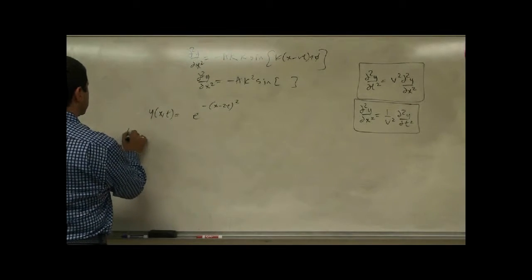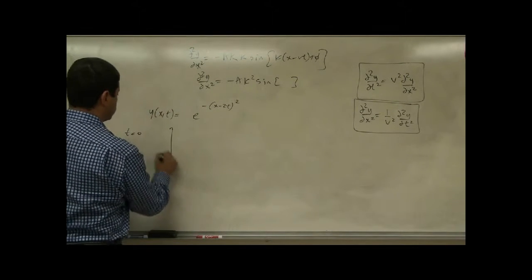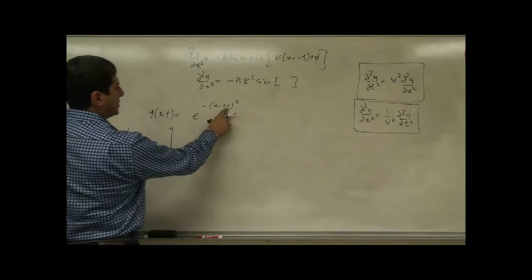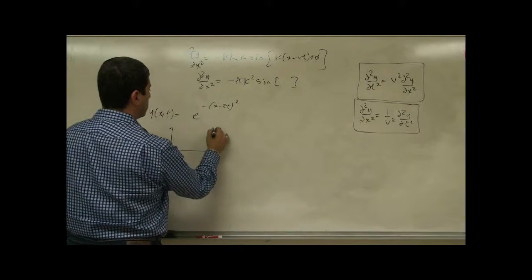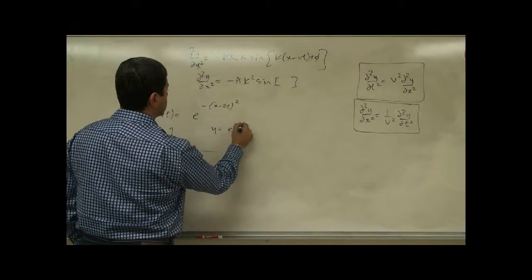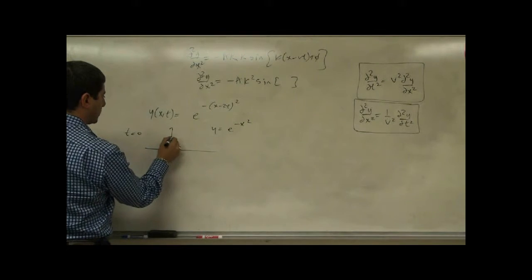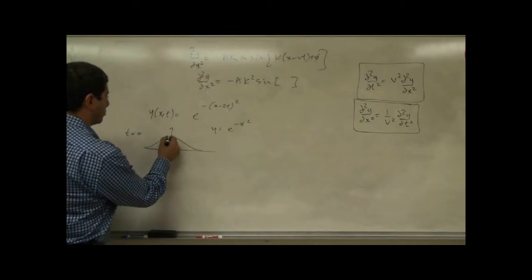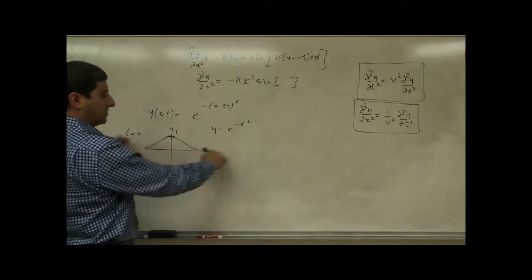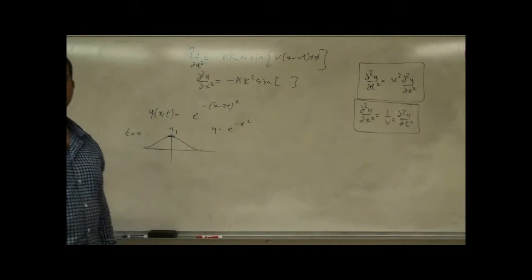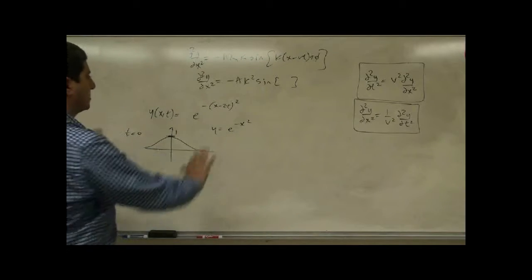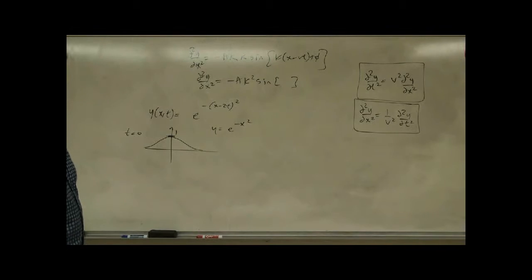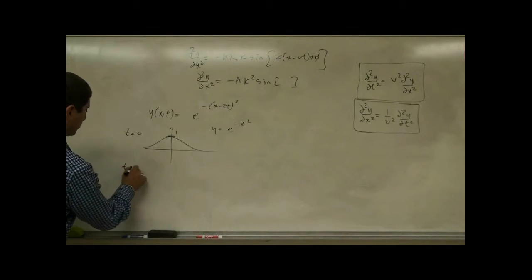At t equals 0, what would happen? Well, the wave would equal y equals e to the minus x squared, right? So it would just look like this. At x equal to 0, it would be equal to 1. And then after that, it would pretty much die down, like a Gaussian curve, right? At t equals 1 second, where would the wave be?